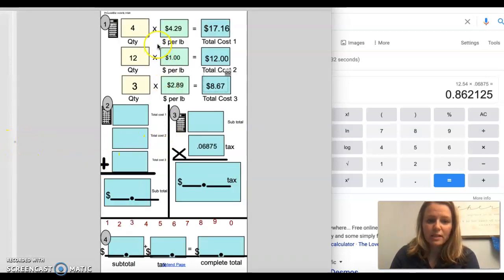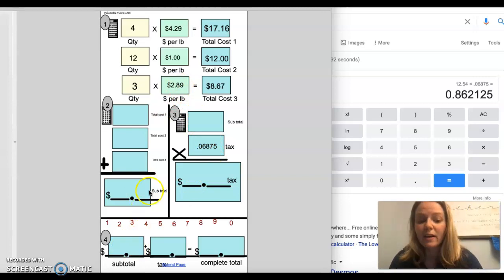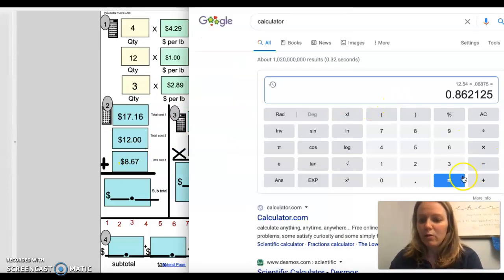The second part is here we're going to practice adding our three items that were purchased in our meat and seafood market, and we're going to create our subtotal, which we practiced yesterday, and then we're going to add that tax in. Then we're going to add the subtotal and the tax together to get the complete total of the order. So let's do this one together. The first item cost $17.16. The second item was $12, and the third was $8.67.